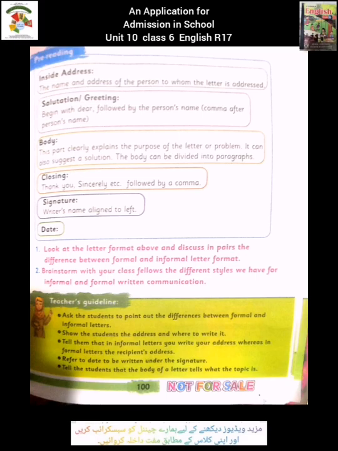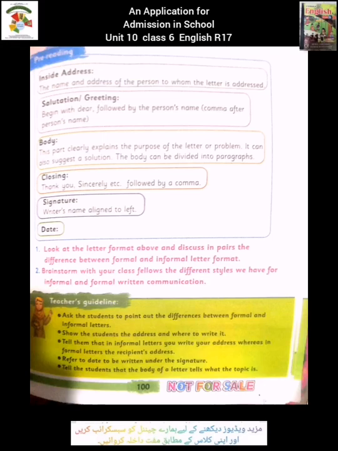So here inside address is given, the name and the address of the person to whom the letter is addressed. Next is the salutation or greeting, like when we say dear father or dear Ali, like whenever we want to mention someone's name and add the word dear with it. So it is a kind of greeting and salutation.